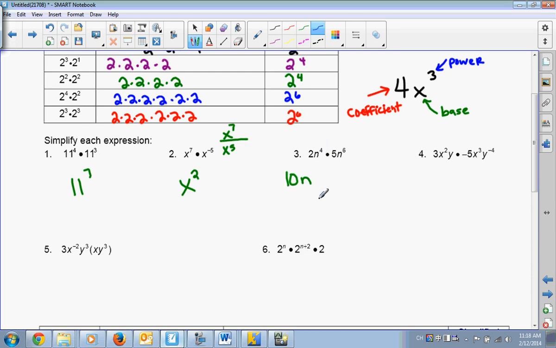Okay? You all with me? Yeah. Okay, so we got to finish this one up. We have the 10. 2 times 5 is 10. n and n just stay as n. What do we do with the 4 and the 6? So we got 10n to the power of 10.